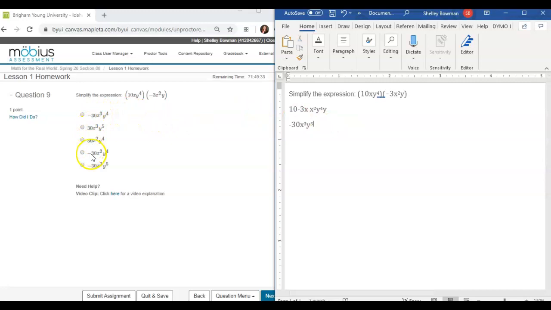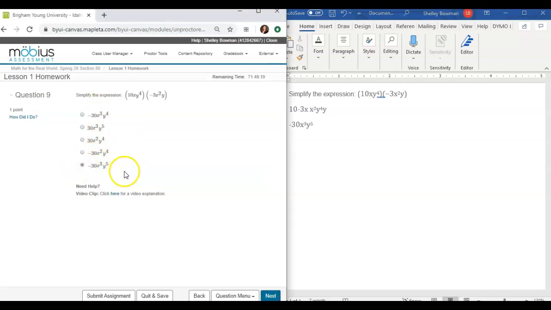Ours is negative. I see 3 negatives, so I'm not going to look at these two. Move to the x. I have x to the third. Oh, and this has x to the third, so I'm not going to look at this one. So it's either this one or this one. And there it is, y to the fifth. So this is our answer.